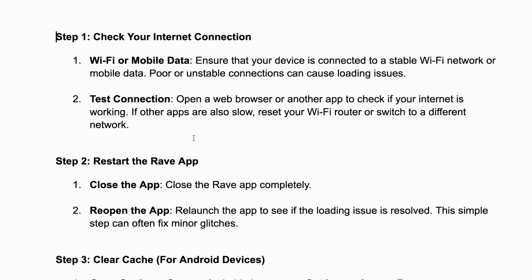How to fix Rave app loading problem. First, check your internet connection. Ensure that your device is connected to a stable Wi-Fi or mobile data. Poor or unstable connections can cause loading issues. Then test the connection. Open up a web browser or another app to check if your internet is working.